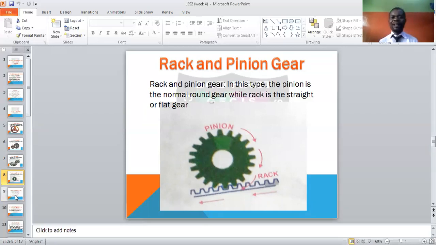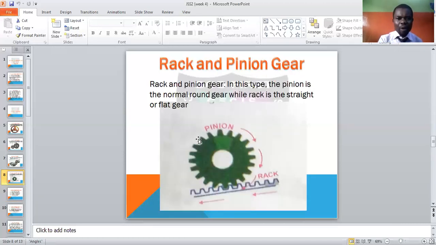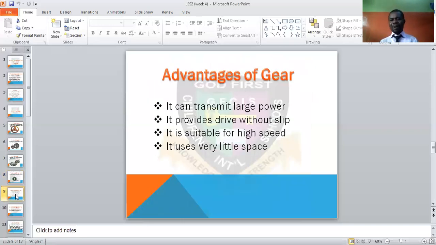Then we need to also look at the advantages of gear, just like we've also looked at the advantages and disadvantages of belt and chain drive. A gear can transmit large power. You remember in belt drive, we said it cannot transmit large power. A gear can transmit large power. It provides drive without slip because there is alignment. We discussed alignment in our last class too. It is fixed. That's it, you see here is making the alignment to be here. It doesn't fall off. There's a way it is designed. So it provides drive without slip, unlike the belt drive.